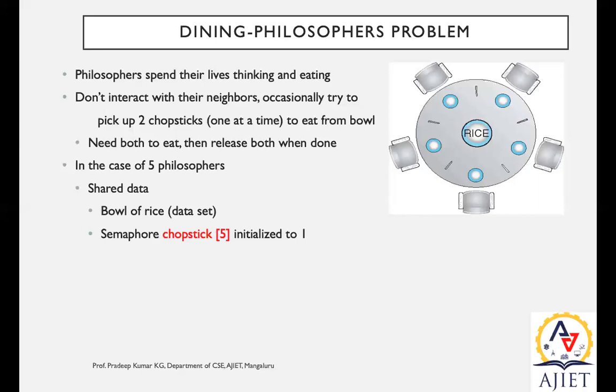So now relate this particular scenario with our critical section and shared data. They have shared data, that is the bowl of rice, that is the data set. And whenever they want to pick up a chopstick, it is a semaphore of chopstick, initialized to 1. So this is the scenario right now under this dining philosophers problem.